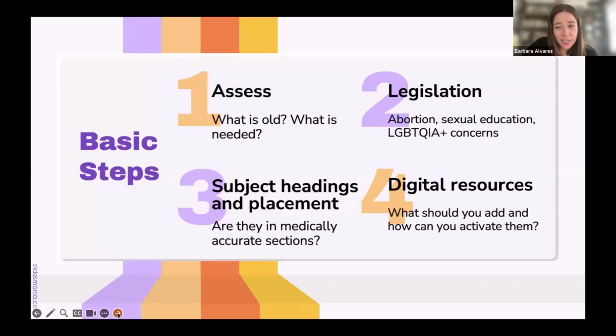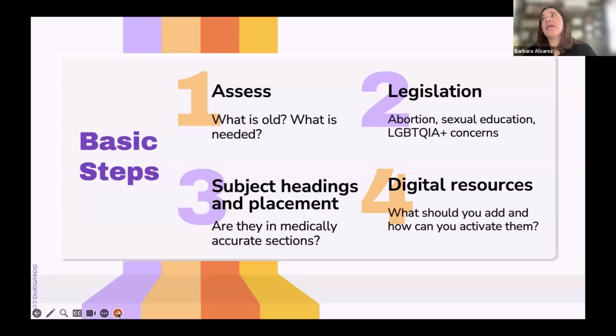So, some basic steps for collection development related to sexual and reproductive health information. The first thing, after you've assessed any biases that you may have, is to do a scan, just like you would for any other collection in your library, of what is old and what is needed. In my experience, having done sexual and reproductive health collection development and talked to other librarians about their collections, the sexual and reproductive health information is sometimes very outdated, very textbooky, or only academic, like opinion pieces and opposing viewpoints. There aren't necessarily guides, manuals, and information.